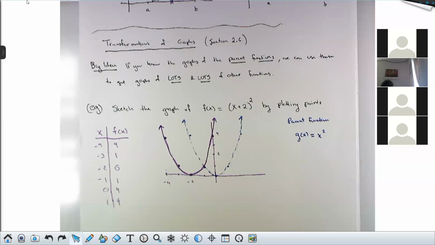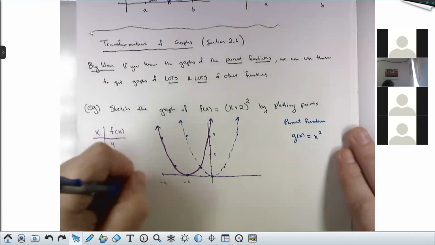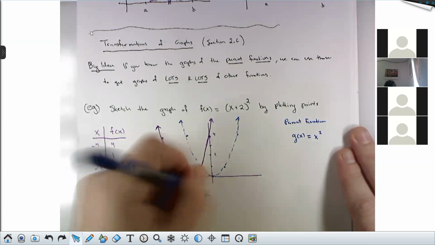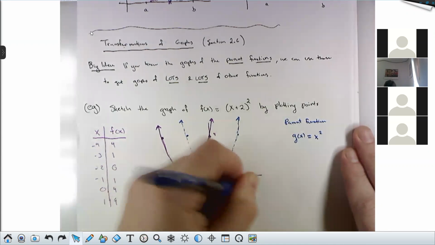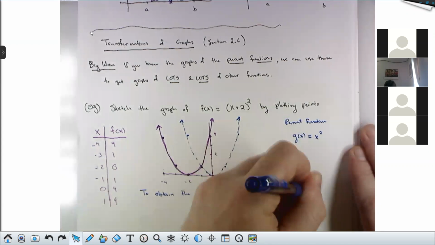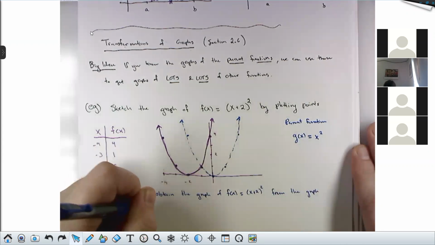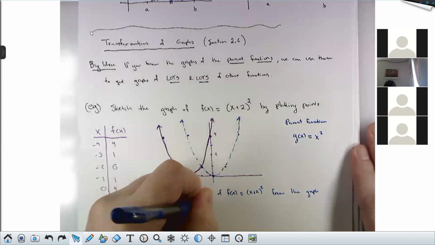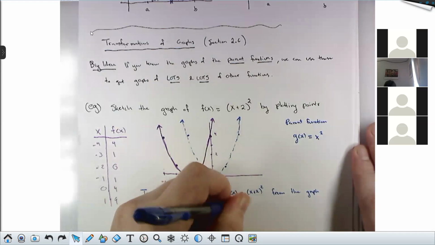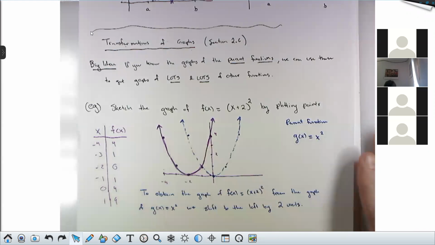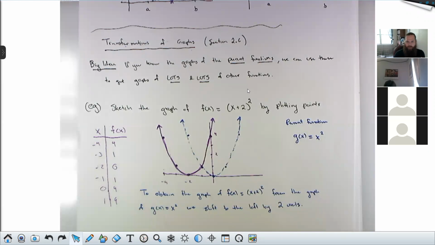Perfect, yes, good. So, to obtain the graph of f of x equals x plus 2 squared from the graph of g of x equals x squared, we shift to the left by 2 units. And there is some stuff in the algebra definition of f that tells us this. It's the 2.